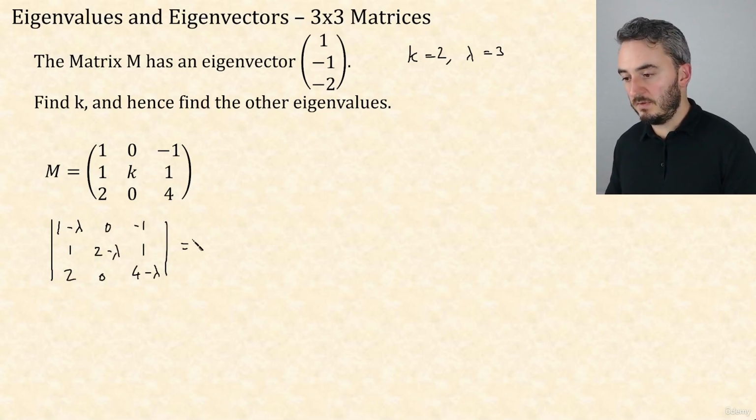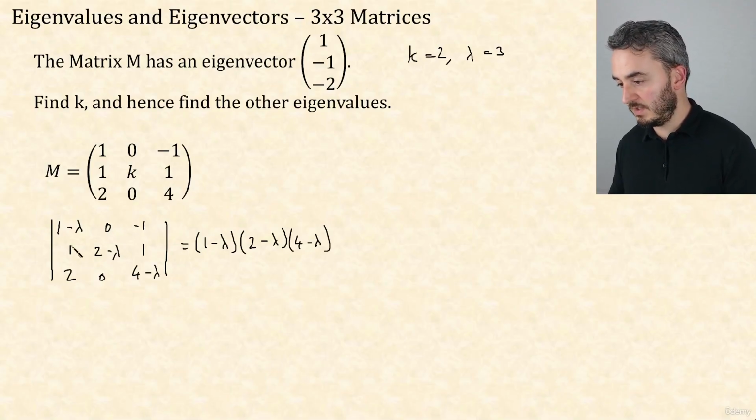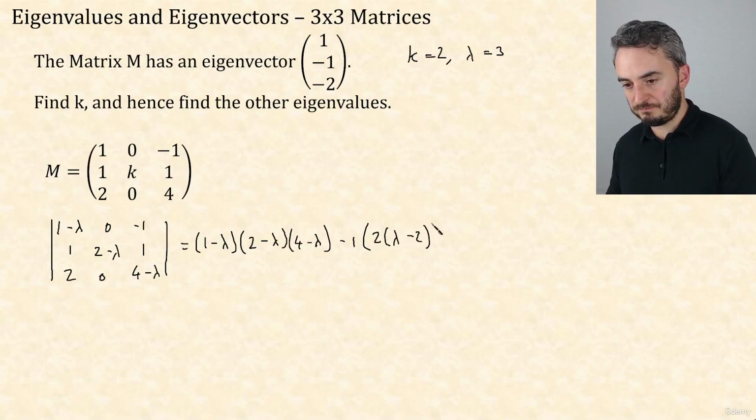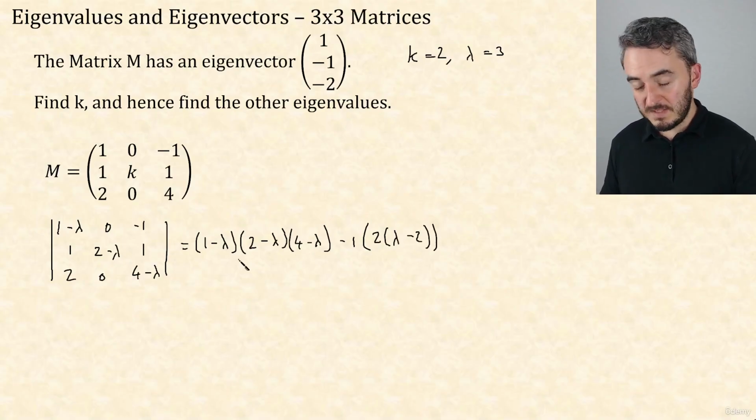So working out the determinant of this, it's 1 minus lambda multiplied by the determinant of this, which is just 2 minus lambda times 4 minus lambda minus 0. So that keeps that relatively easy and compact. Then it's -0 times some stuff, and then it's -1 times the determinant here. So -1 times the determinant of 0 minus this. So that's 2 times, well, let's flip that around. That's just 2 times lambda minus 2.